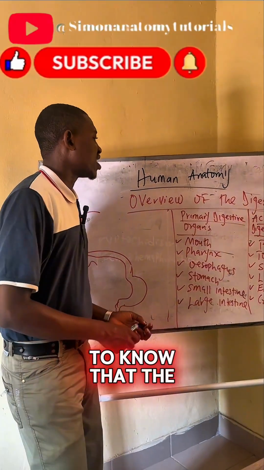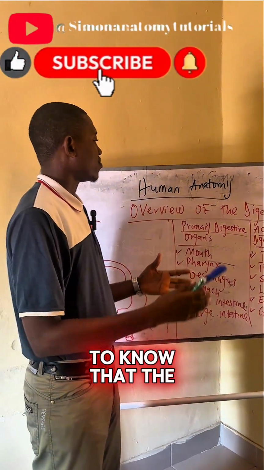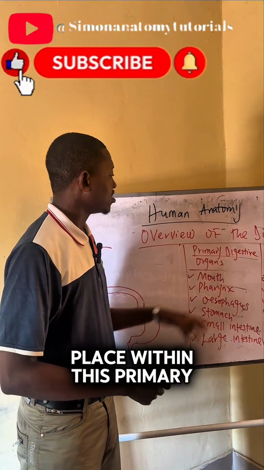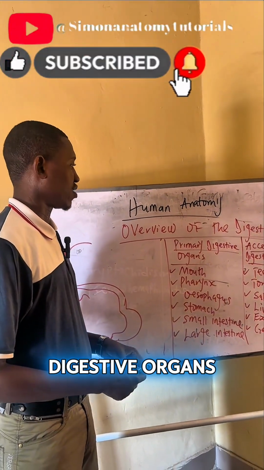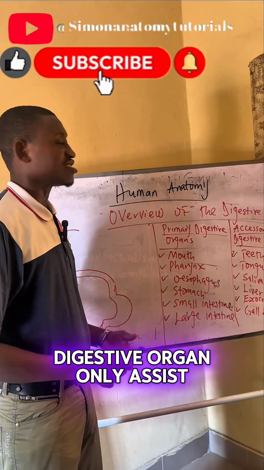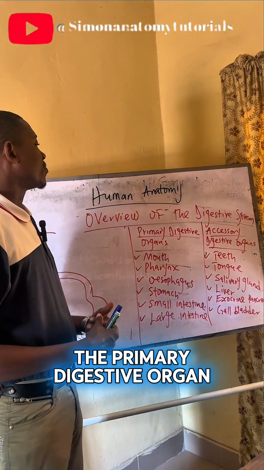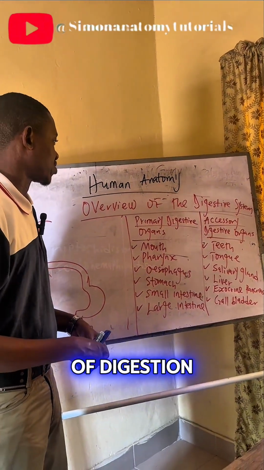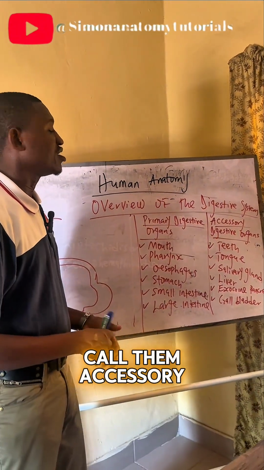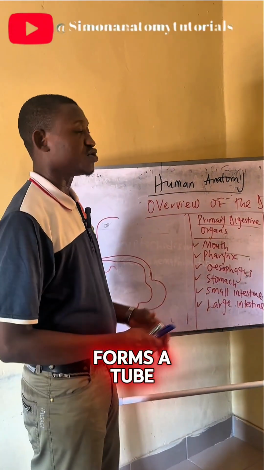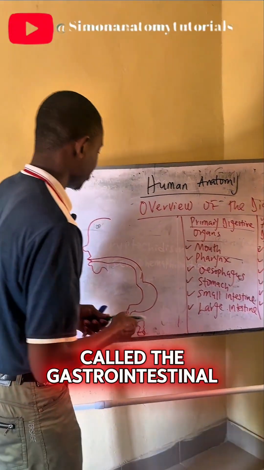Now, I want you to know that the digestion itself takes place within the primary digestive organs. While the accessory digestive organs only assist in digestion, they assist the primary digestive organs to achieve their aim of digestion. So that's why we call them accessory digestive organs. The primary digestive organs form a tube called the gastrointestinal tract.